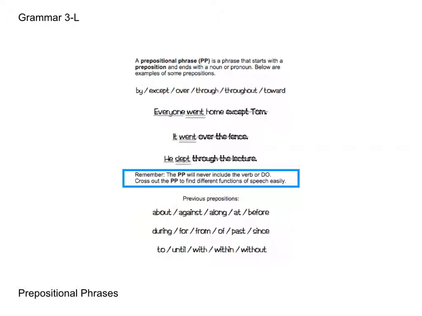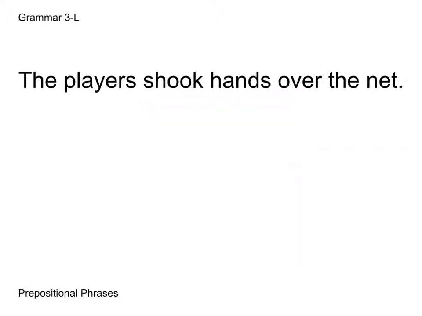Now, just a quick reminder that the prepositional phrase will never include the verb or direct object. Also, it is important that you cross out the prepositional phrase first to find the different functions of speech easily. So let's look at an example. Here we have: the players shook hands over the net. Like I just said, we want to find that prepositional phrase first. So let's identify our preposition.